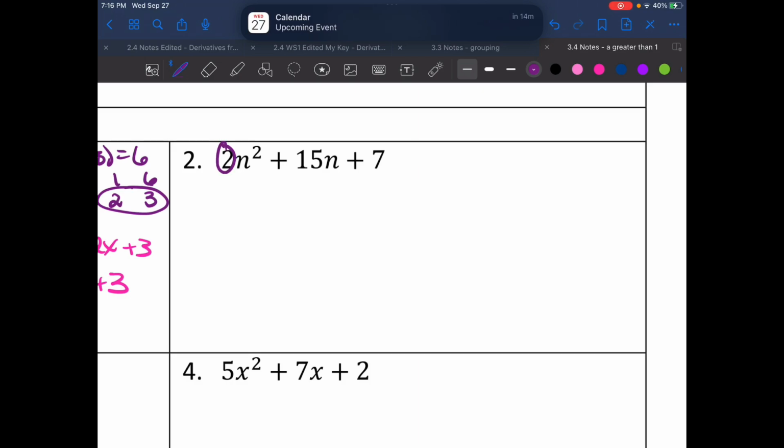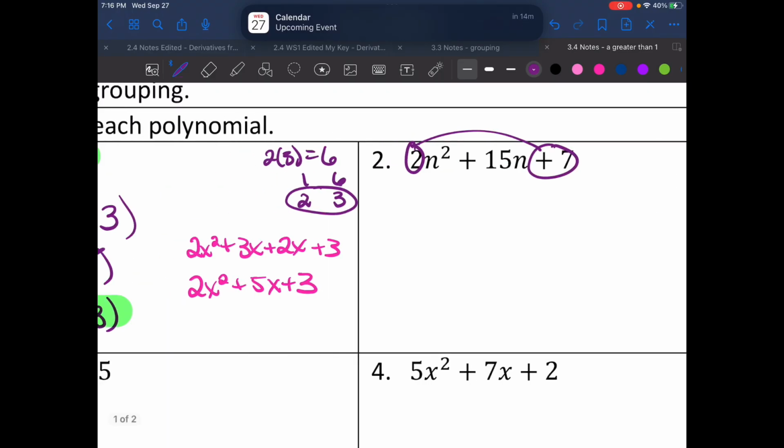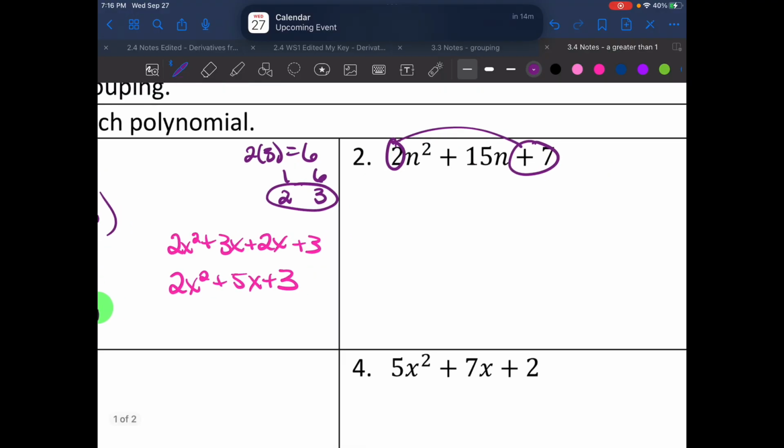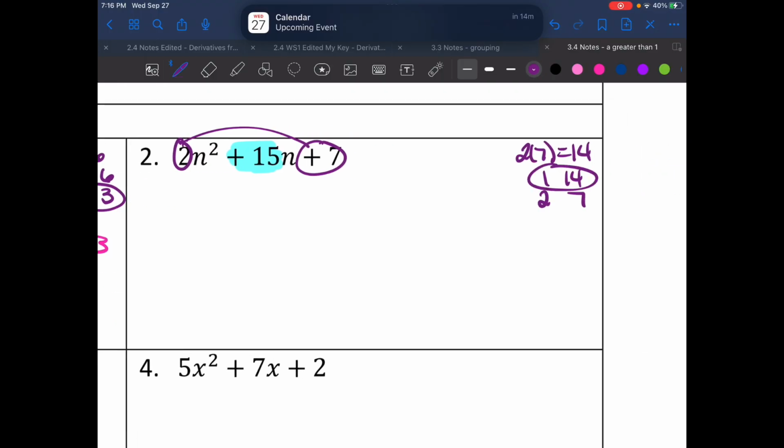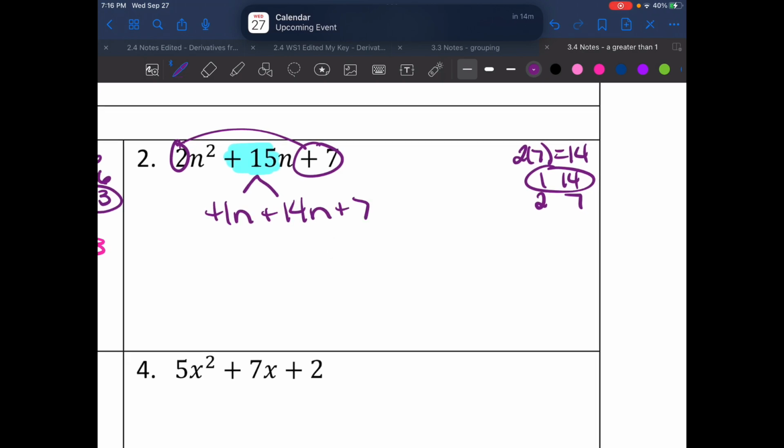Look for GCFs. You do not have any on number 2, so we're going to multiply the leading coefficient 2 by the constant 7. So factor pairs of 7. And I need a pair that adds together to be 15. That's going to be 1 and 14. Break it up, positive 1n, positive 14n. Bring down your plus 7 and your 2n squared.